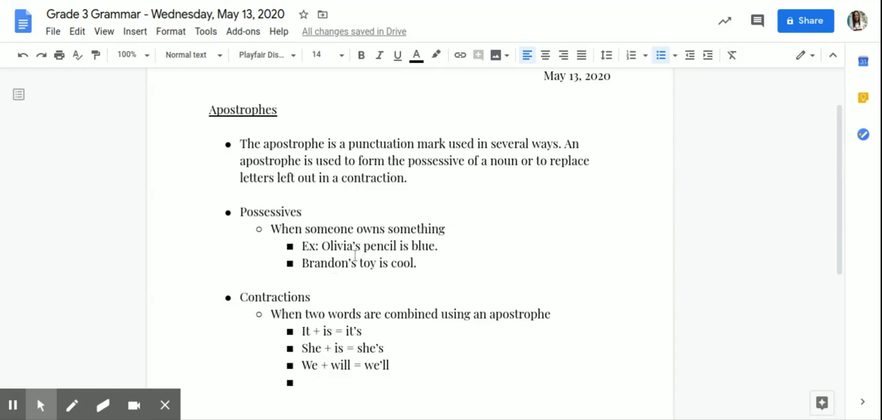So what you guys need to know the difference between is when you're using an apostrophe to show ownership, that's called a possessive, to show that someone owns something. Usually they own the thing that comes right after. When you're using an apostrophe to put two words together and take out a vowel, you replace that with an apostrophe, and that's called a contraction. So these are the two main forms of apostrophes we're going to be talking about today and tomorrow.